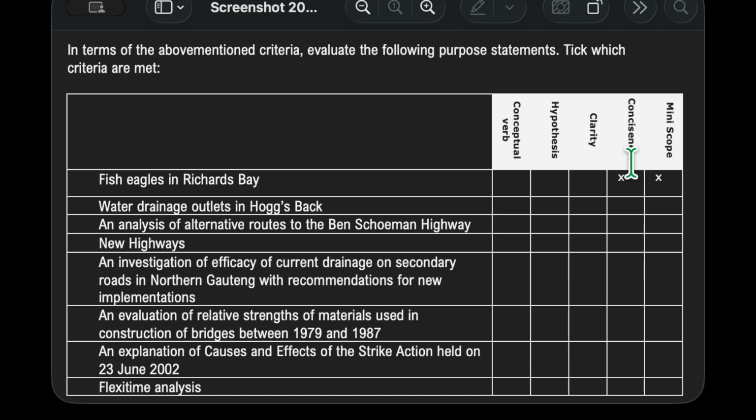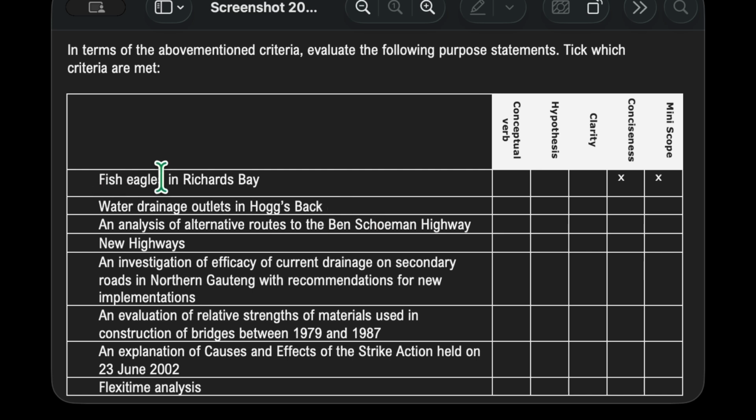Now, some are concise, but they're still useless, as we can see with the first one. And then, of course, is there a mini scope, either a time and or a place, alluded to in the purpose statement? So you can see here, for example, fish eagles in Richards Bay. I don't know whether they're eating people or there are too many of them. There's no hypothesis there.